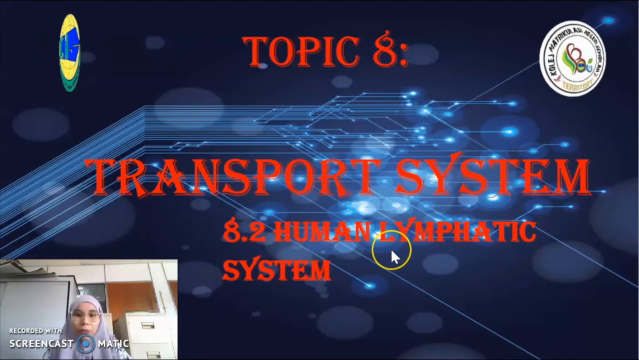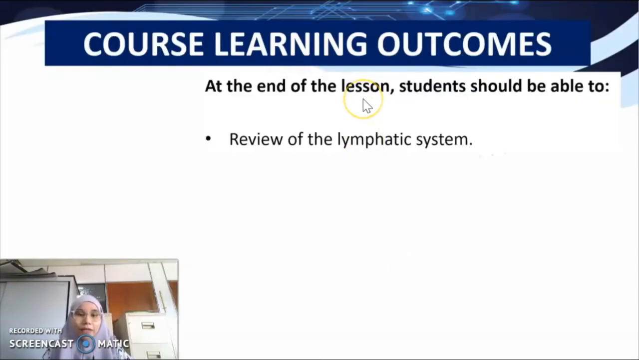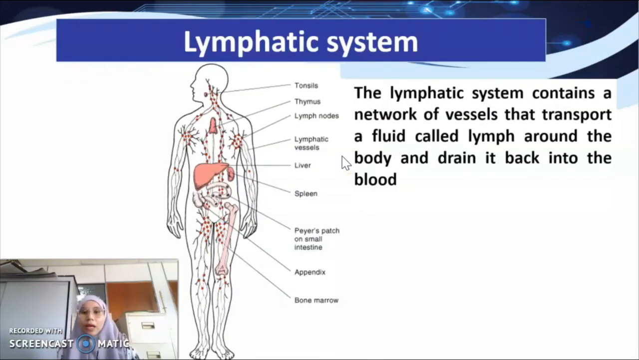Subtopic 8.2, Human Lymphatic System. At the end of the lesson, students should be able to review the lymphatic system. The lymphatic system contains a network of vessels that transport a fluid called lymph around the body and drain it back into the blood.